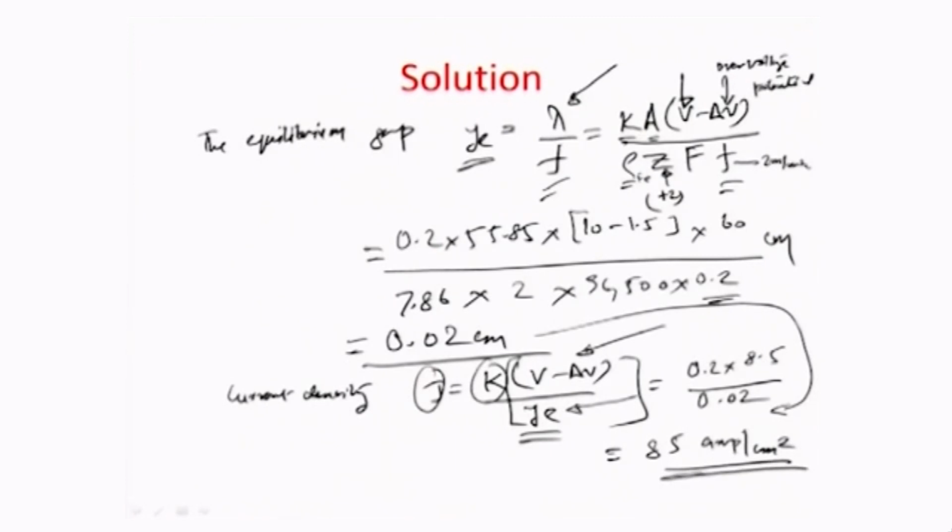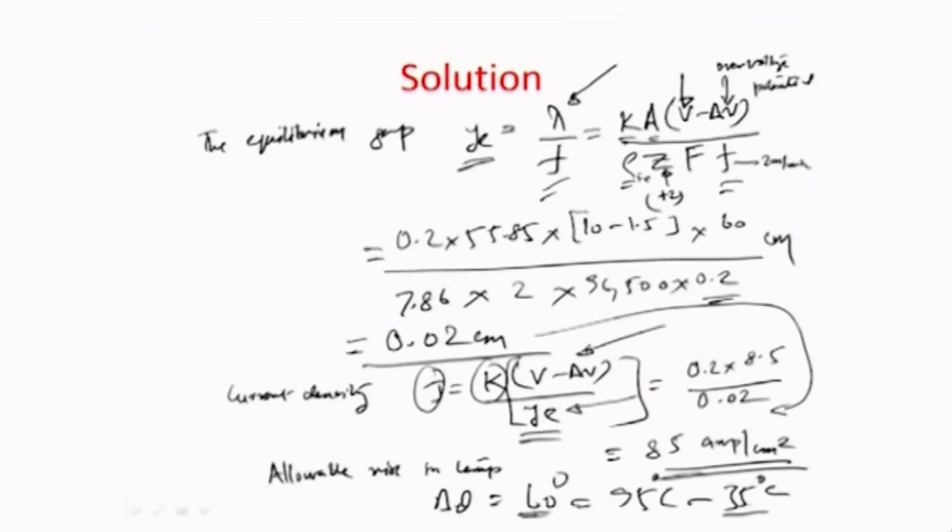So, the allowable rise in temperature delta theta in this case is about 60 degrees. We assume that we operate at 95 degrees Celsius, and already mentioned in the numerical example is that the room temperature, or the baseline temperature for the experiments at which all the processes are started, is about 35 degrees Celsius. Okay. So, that is a difference of about 60.